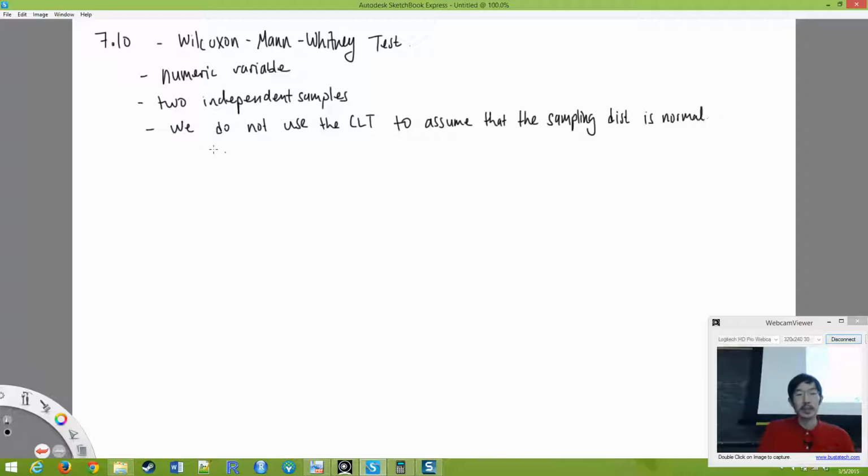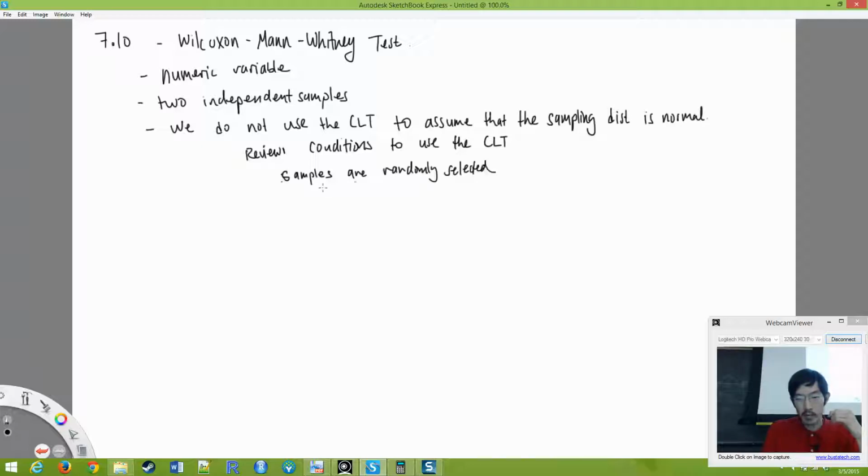Okay, so do you guys remember the conditions that were necessary in order for us to apply the central limit theorem? Yeah, so just a review here. Conditions to use the central limit theorem. We said that the samples had to be randomly selected. Samples are randomly and independently selected.